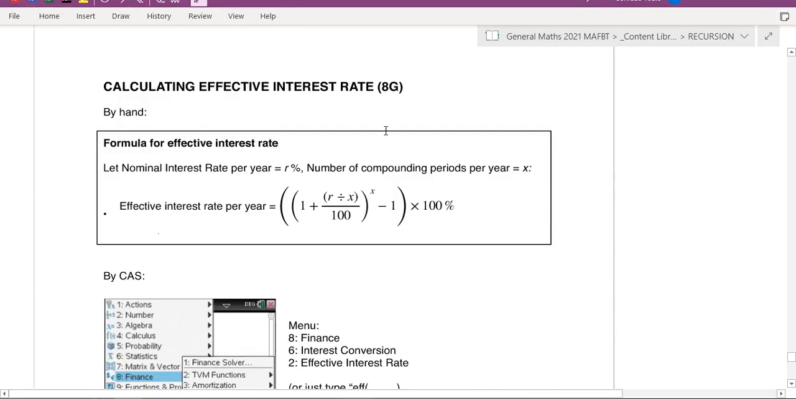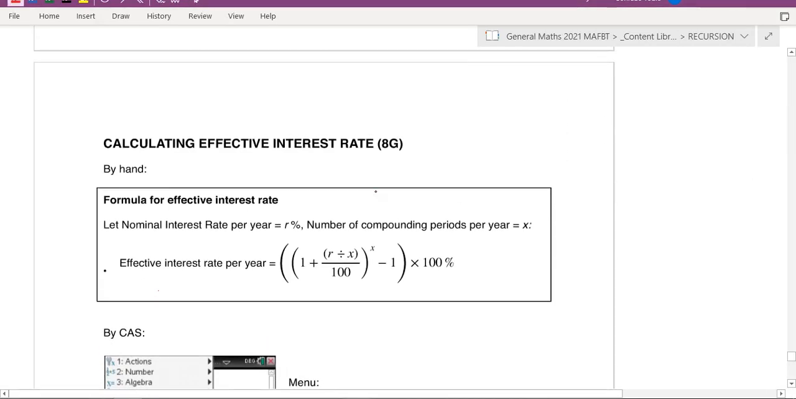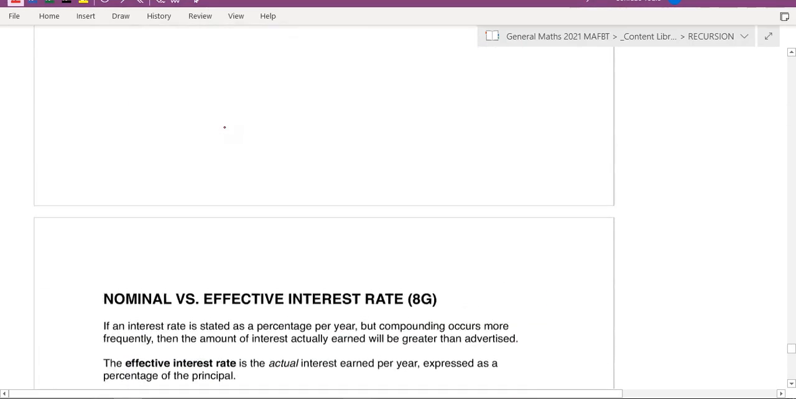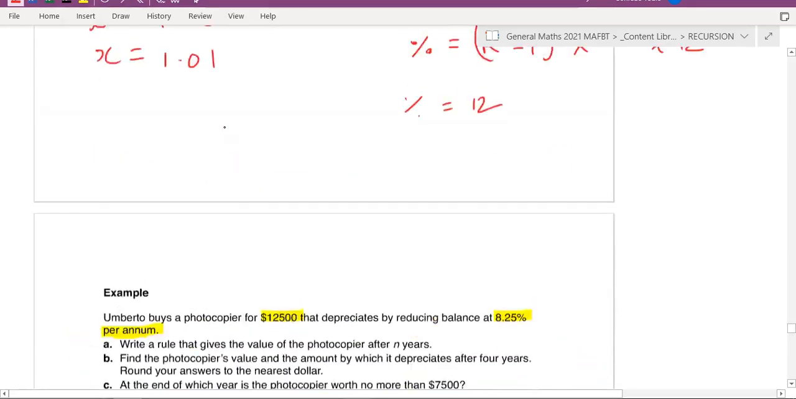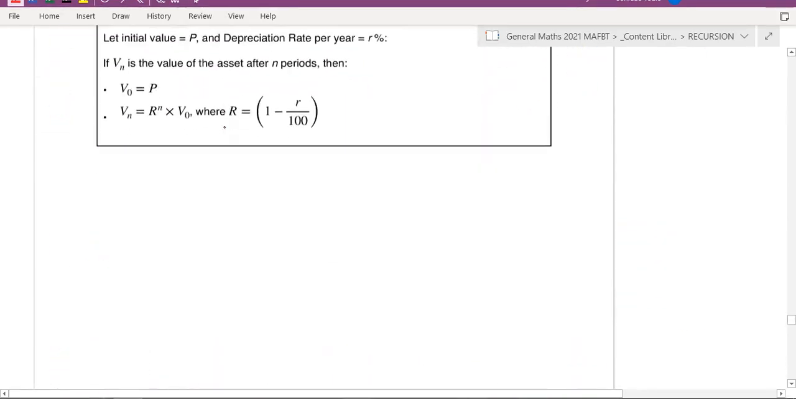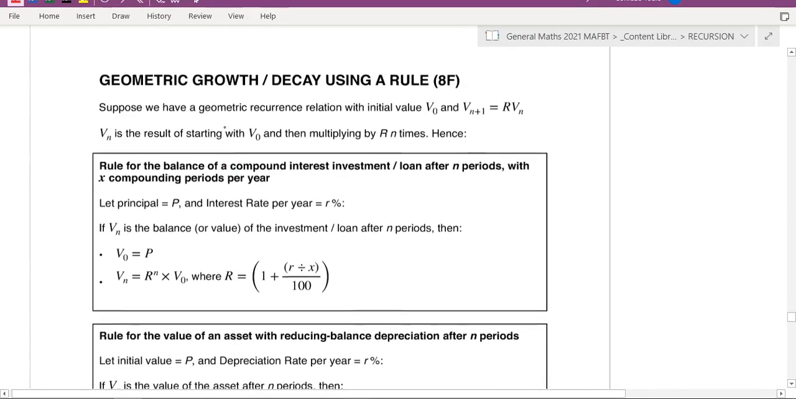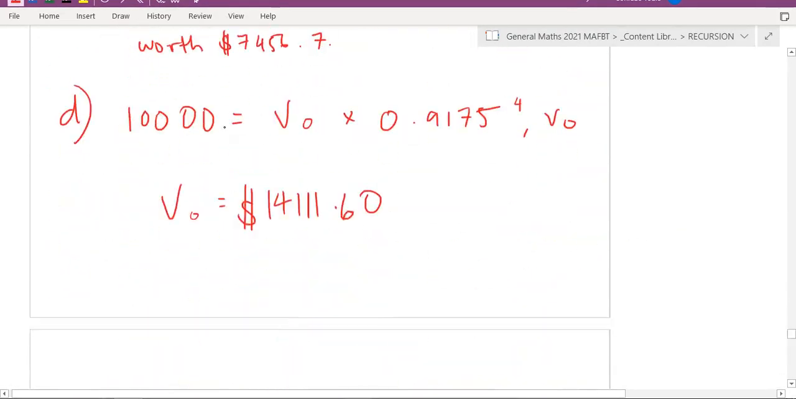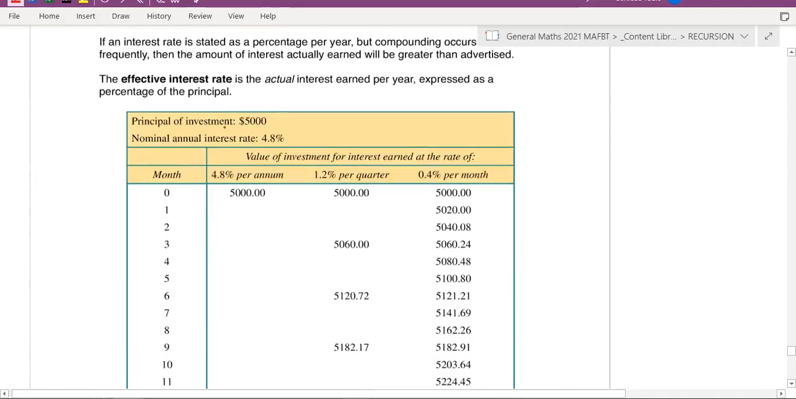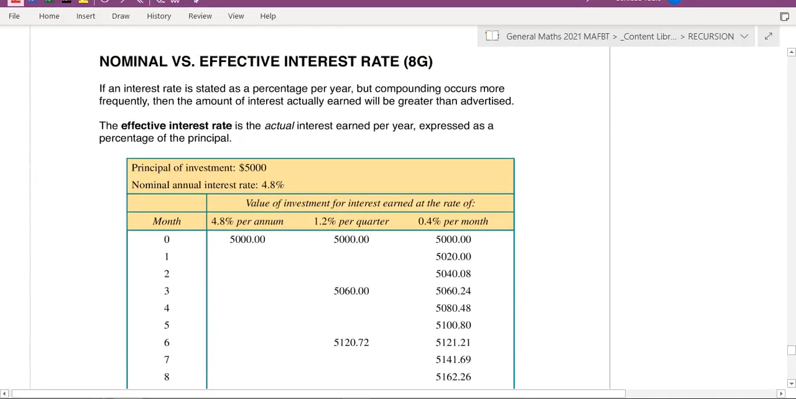Alright, so 8G, guys, is our last chapter for this Year 12 unit. And we're going to look into calculating effective and nominal interest rates. You'll notice that last lesson, we were looking at geometric growth and decay using the nth term rules. So that's chapter 8F. Make sure you watch that. But we'll look at nominal and effective interest rates.